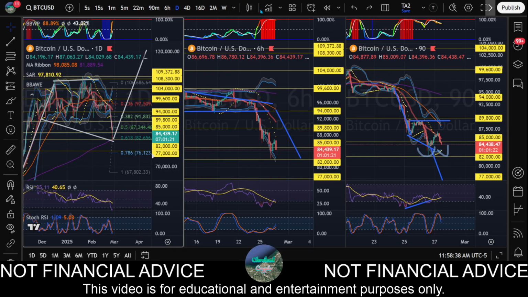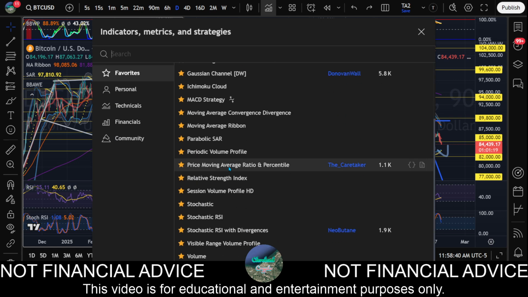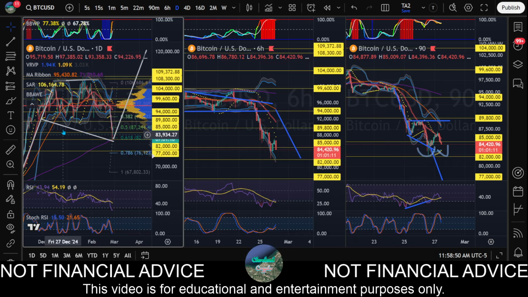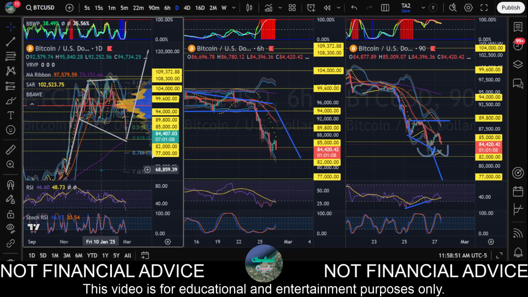I wanted to show you a new indicator. Well, not a new indicator, but one that I haven't shown you before. It's called the visible range volume profile. What this does is it takes everything that it can see here. We'll make this bigger.